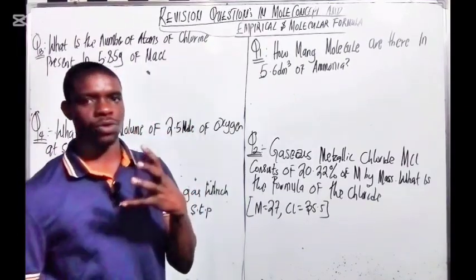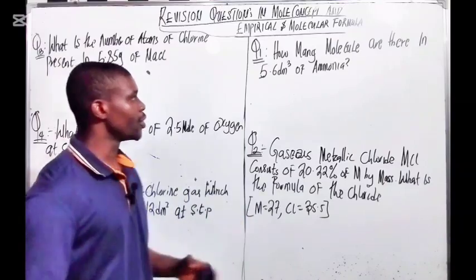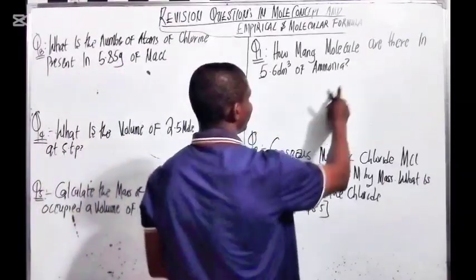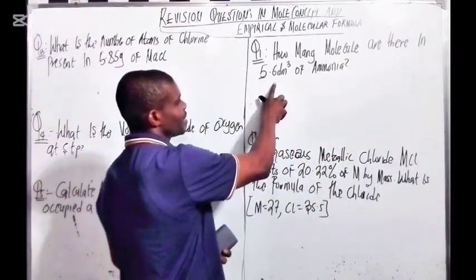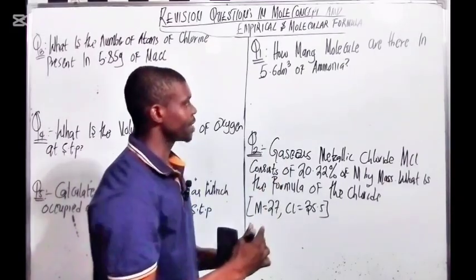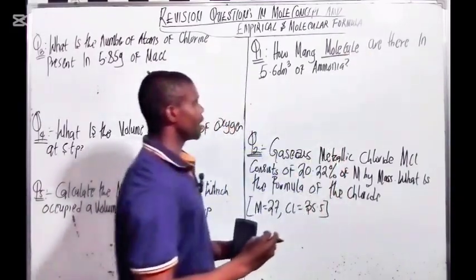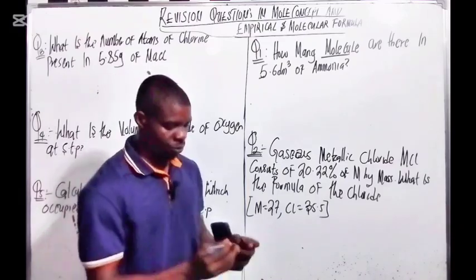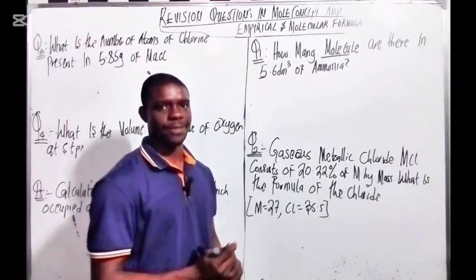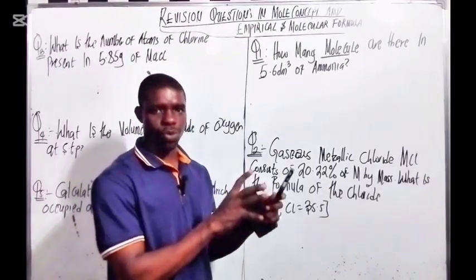You have to look at it one after the other. So it says: how many molecules are there in 5.6 dm cube of ammonia? So the question says, how many molecules are there in 5.6 dm cube of ammonia? Please pay close attention here. Now this is under mole concept.